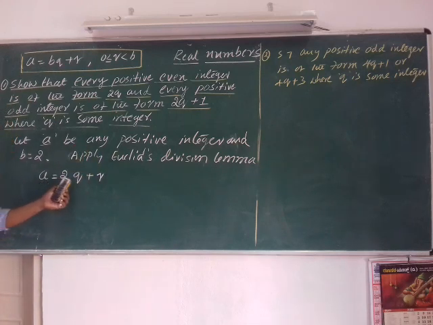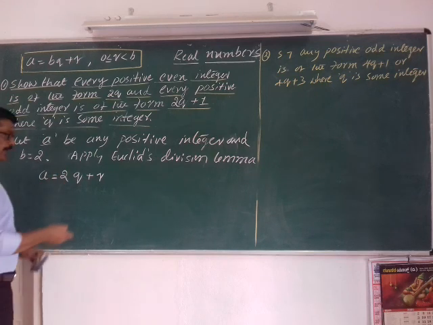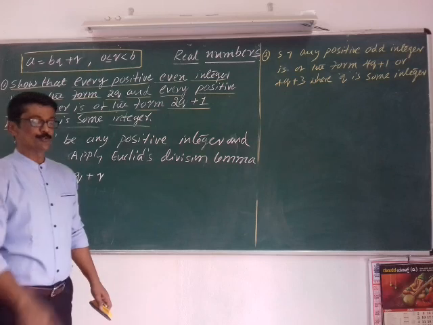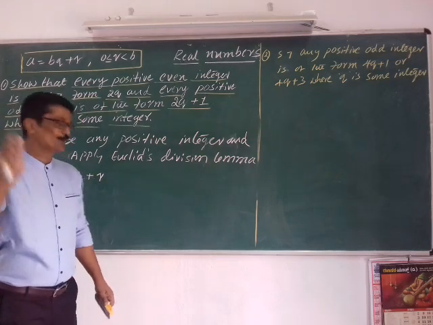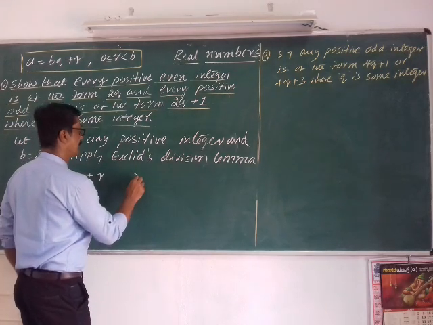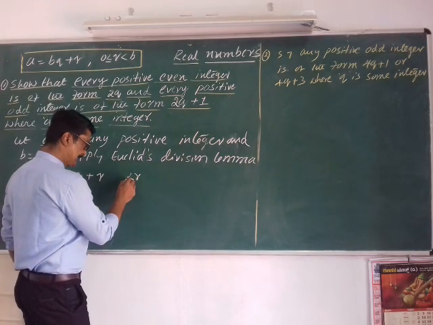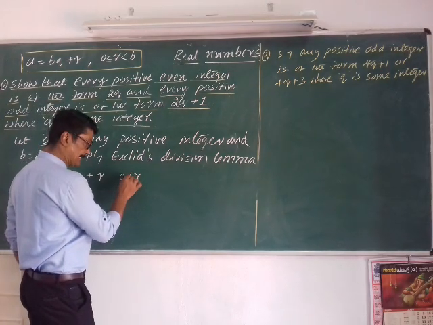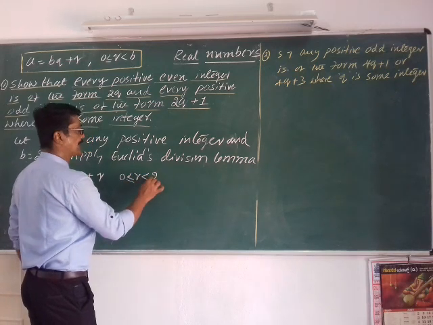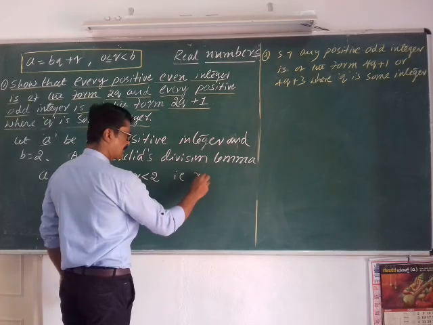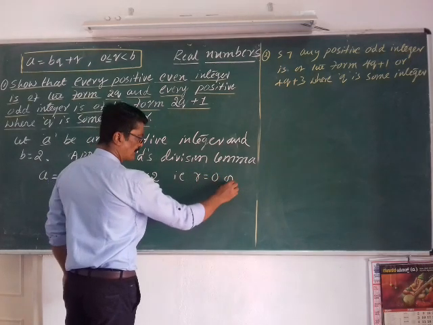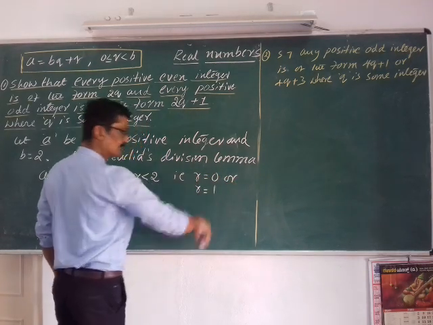a is equal to bq plus r. So here b is known, that is the divisor is 2. And if the divisor is 2, you can make out the remainder is either 0 or 1. Here r is greater than or equal to 0 and less than 2. That is, r is equal to 0 or r is equal to 1.